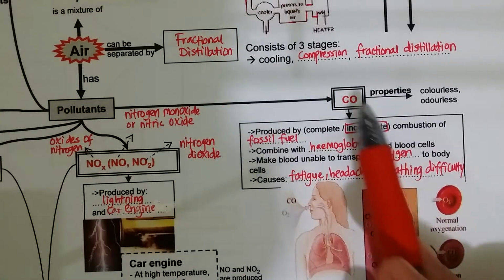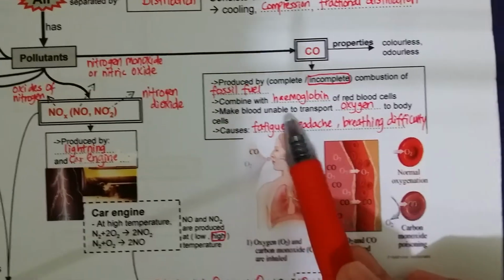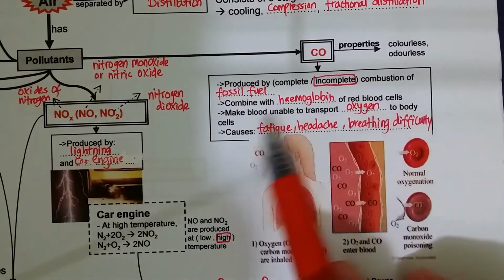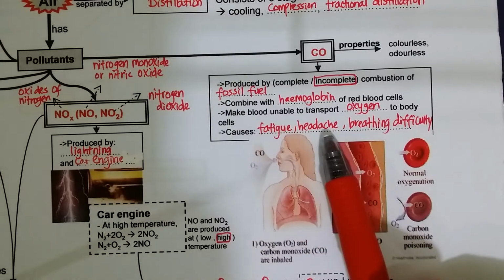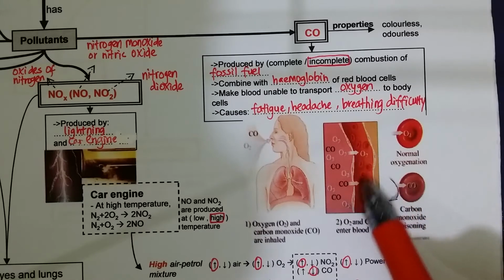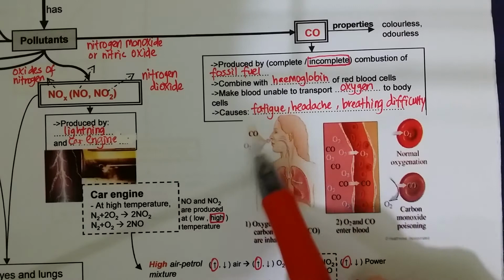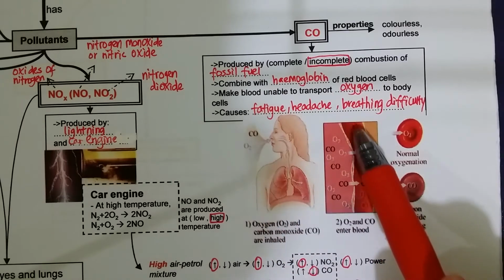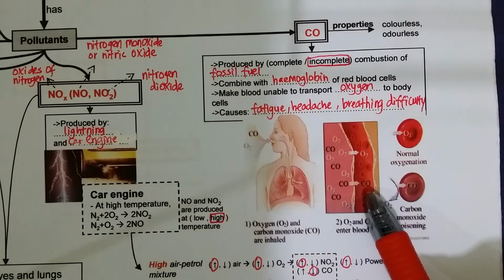Now this carbon monoxide will combine with hemoglobin of the red blood cell. It makes the blood unable to transport oxygen to body cells. The effect is fatigue, because if our body doesn't have enough oxygen, we'll feel giddiness, headache, or breathing difficulty. This is what happens. This is the hemoglobin of the red blood cell. When we breathe in, its function is to carry oxygen to the rest of our body.